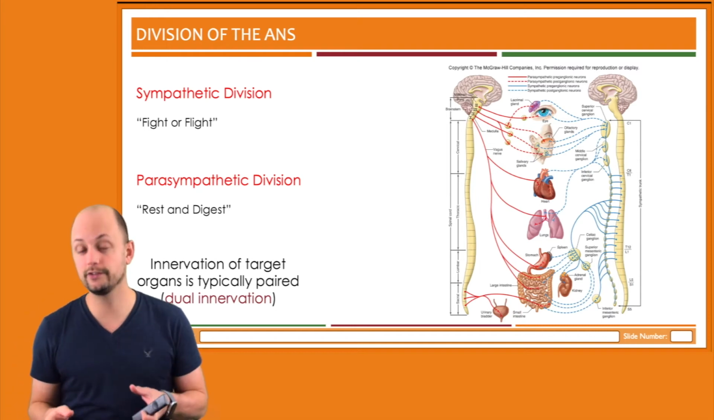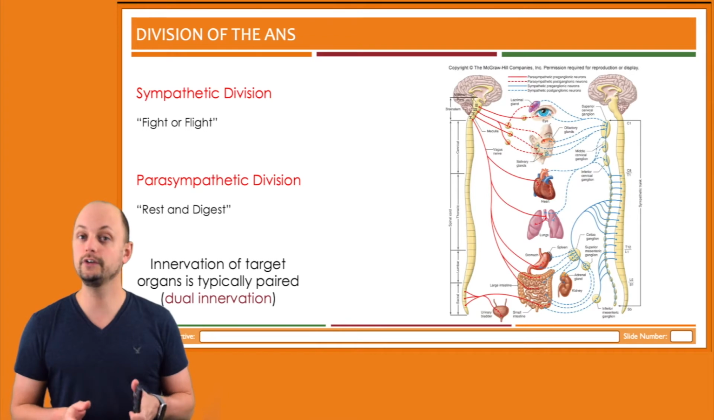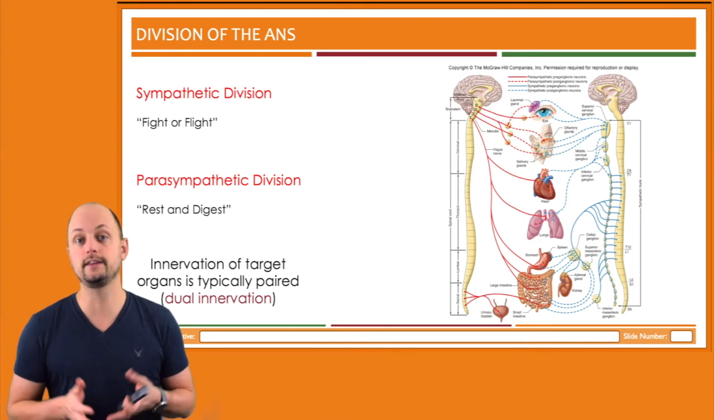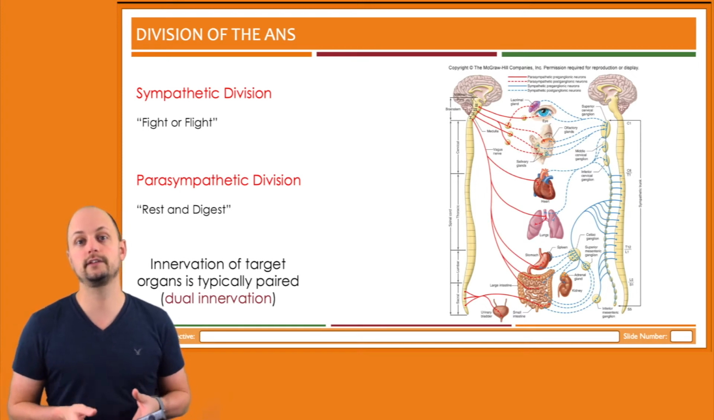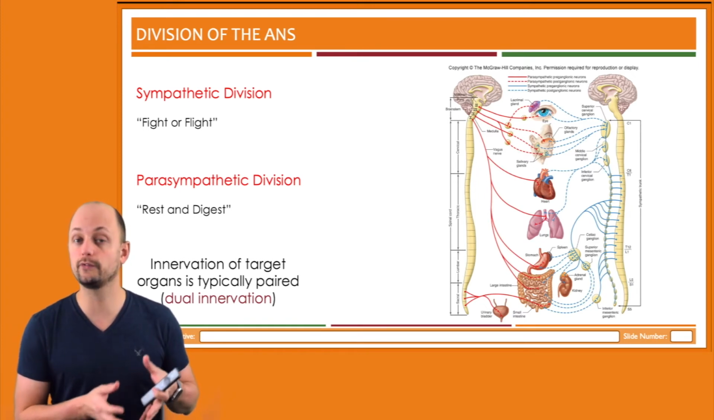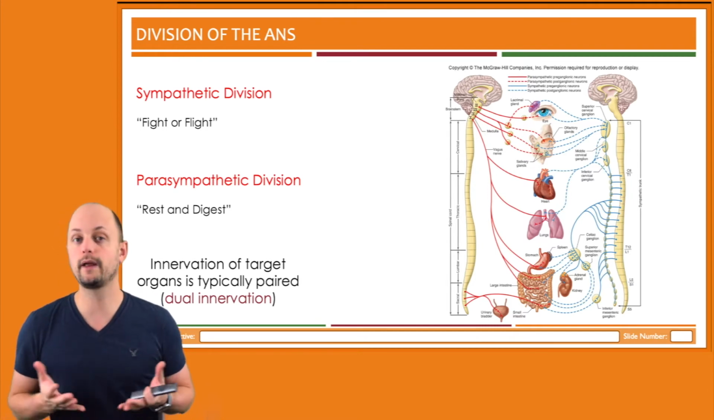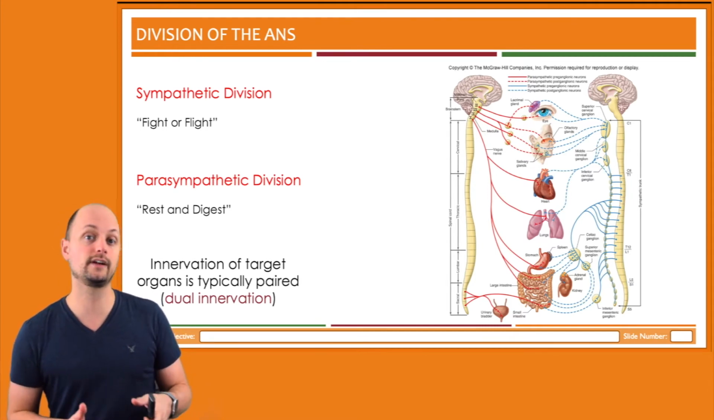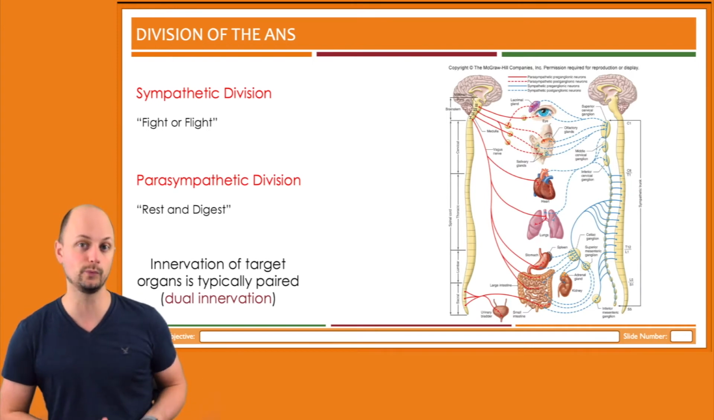There are two divisions of the autonomic nervous system, but I think you've probably heard of them before. The first is the sympathetic division, and the other is the parasympathetic division. Your sympathetic nervous system coordinates the body's fight or flight response, and I'll talk about that more later in the course. Your parasympathetic division coordinates the rest and digest response, and I'll also talk about that a little bit later as well.